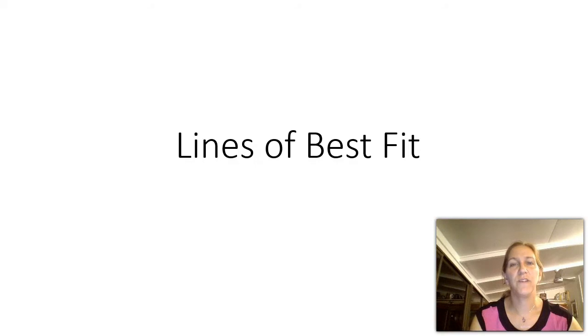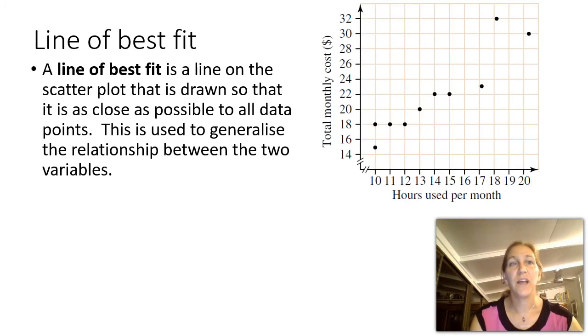In this video, we're going to find the lines of best fit and also how to use them. A line of best fit is a line on the scatter plot that's drawn so that it's as close as possible to all the data points. This line will then be used to generalize the relationship between the independent and the dependent variables.